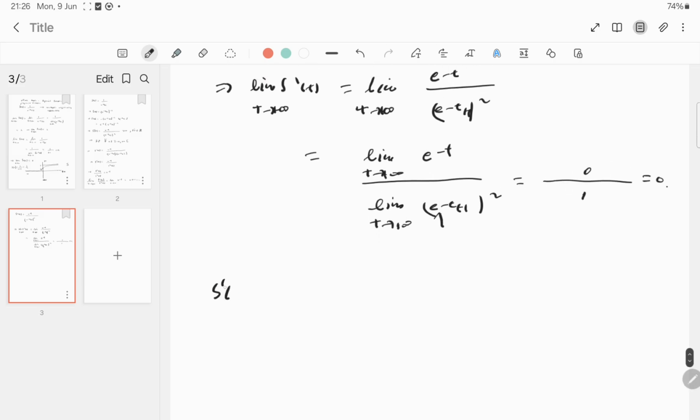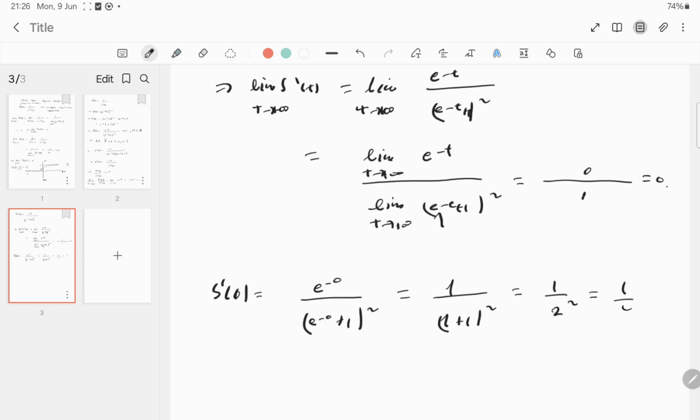And if I evaluate the derivative at 0, I have e to the minus 0 over e to the minus 0 plus 1, squared. That's a quarter.